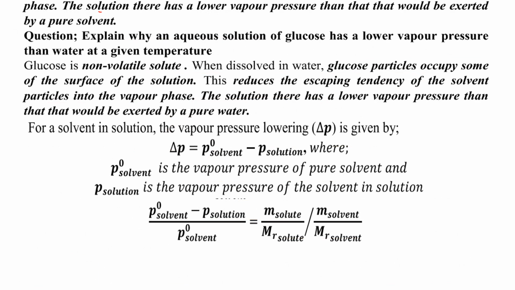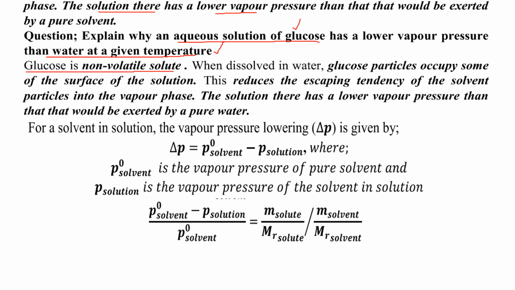Continuing, we are telling you that the solution has a lower vapor pressure than that which would be exerted by the pure solvent. You are given a simple question here: explain why an aqueous solution of glucose has a lower vapor pressure than water at a given temperature. Now, aqueous solution of glucose, we are telling you that we got water and we added glucose. So here, glucose is acting as our non-volatile solute, and water is going to be our pure solvent. So the reason remains the same. First of all, you have to tell us that glucose is a non-volatile solute.